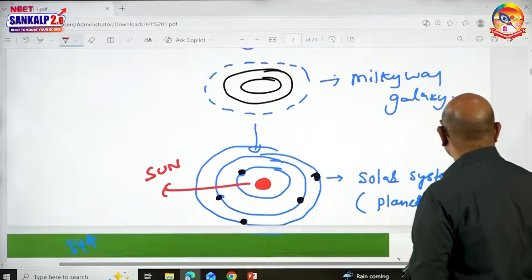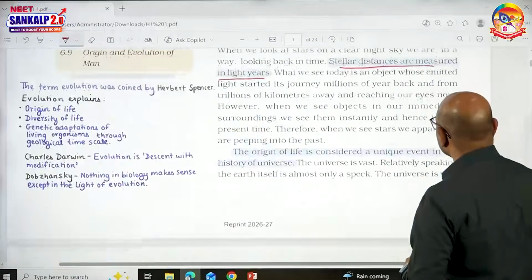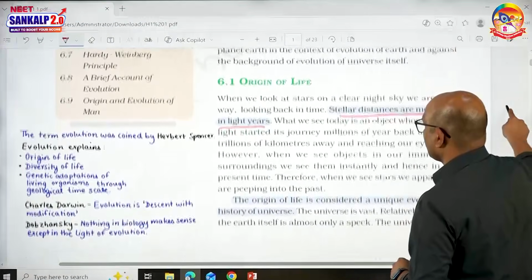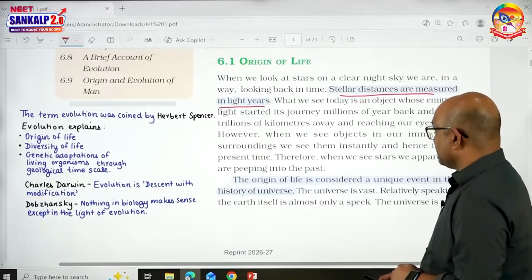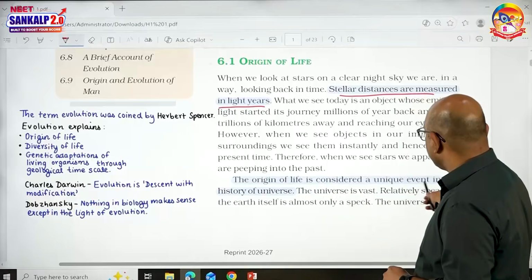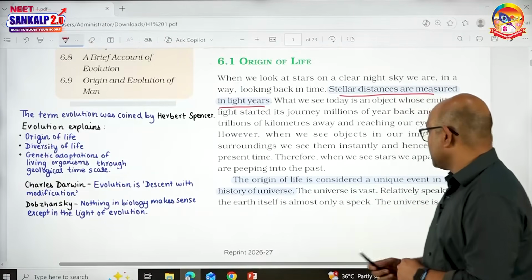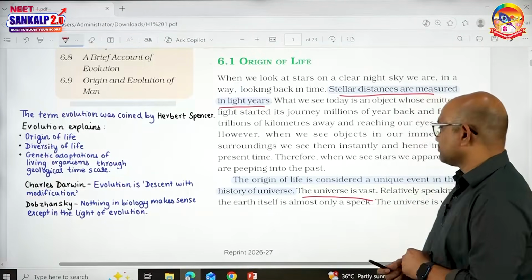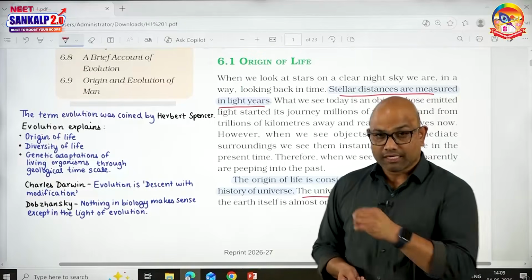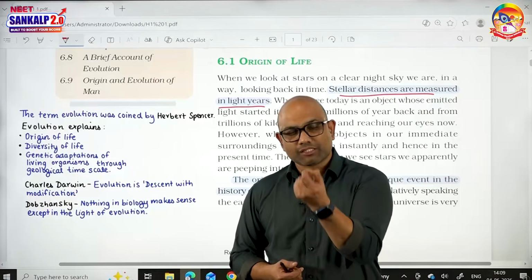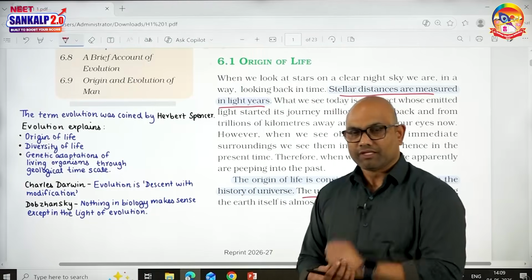In this origin of life topic, see this. The origin of life is considered a unique event in the history of the universe. The universe is very vast. Relatively speaking, if you see the Earth in the universe, it is a very small speck.